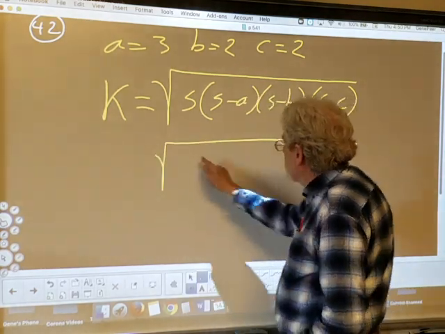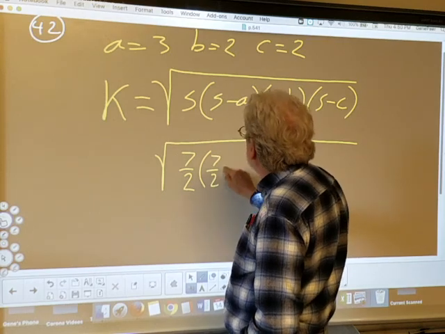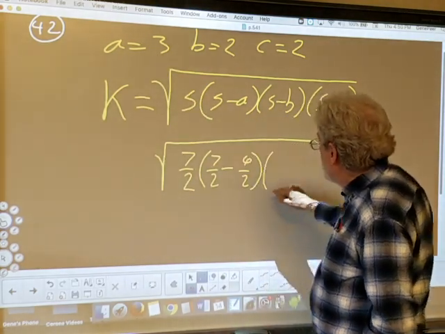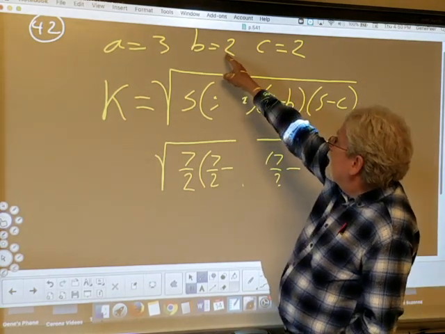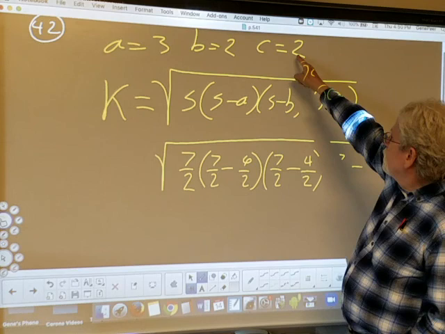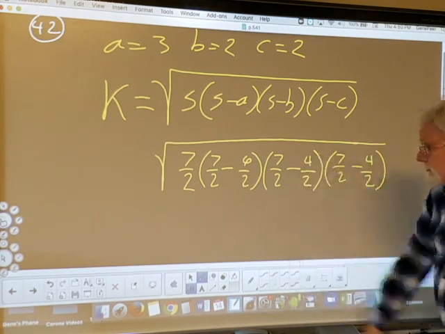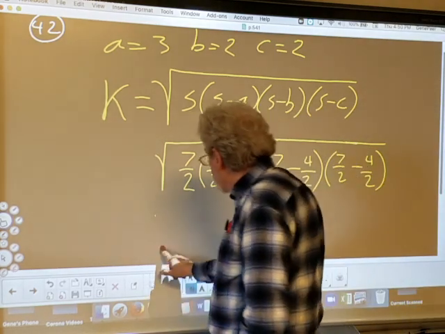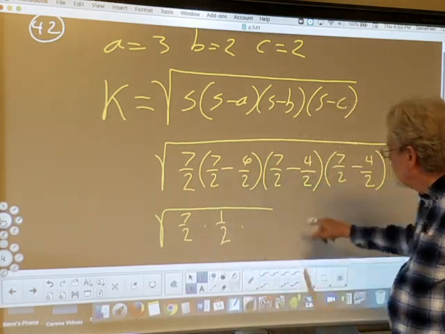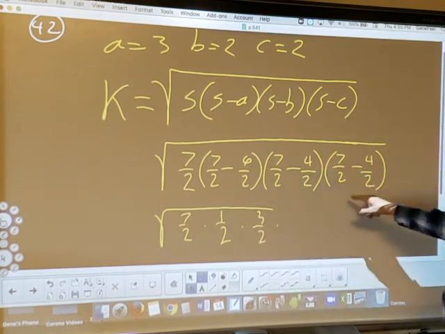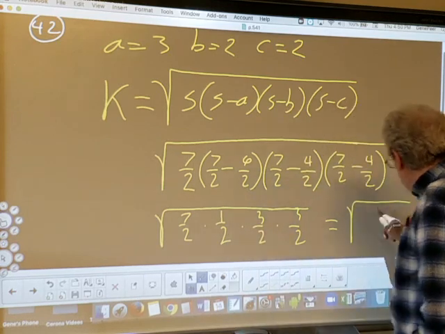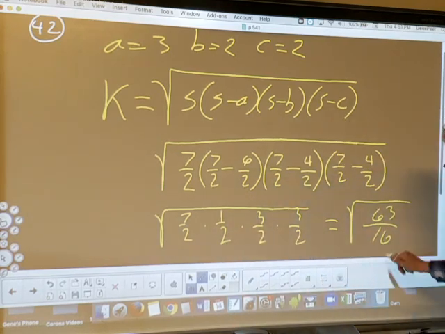So I have the square root of 7/2 times 7/2 minus A, which is 3, but let's write that as 6/2, times 7/2 minus B, but let's write that as 4/2. It'll make our arithmetic a little easier. And then we have 7/2 minus C, which is 4/2. And basically we're done. Do the math. The square root of 7/2 times 1/2 times 3/2 times 3/2. That gives us the square root of, let's see, 63 over 16, and that's basically it.